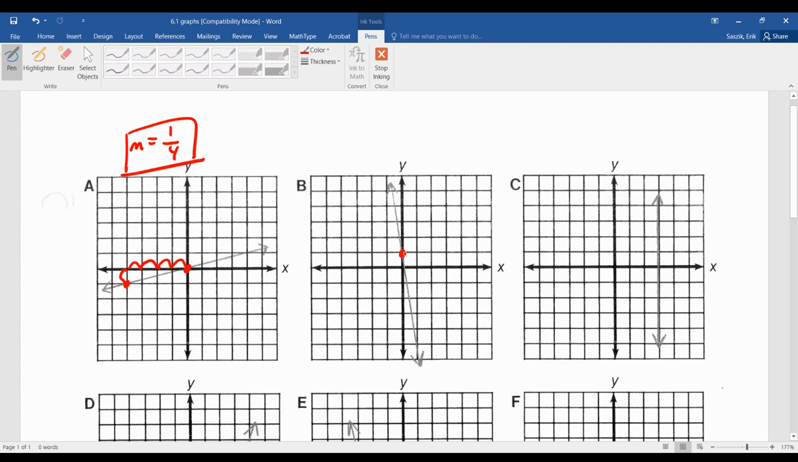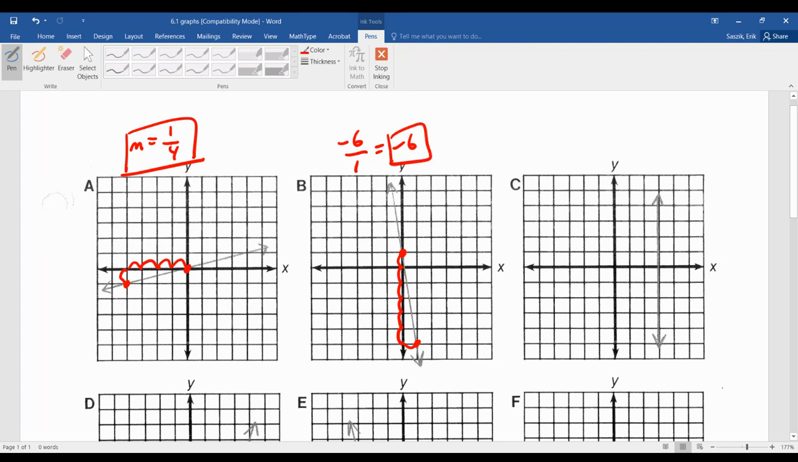Here it's kind of hard to tell. It looks like that's a point. That's a point. Now we have to go down 1, 2, 3, 4, 5, 6, and over 1. So that would be -6 over 1, but we would just write -6.